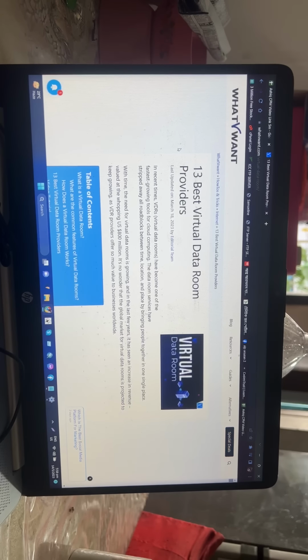In recent times, VDRs, virtual data rooms, have become one of the fastest growing tools for cloud computing. The data room services have stripped away all roadblocks between time, location and place by bringing people together in one single place. With time, the need for virtual data rooms is growing, and in the last few years it has seen an increase in revenue.